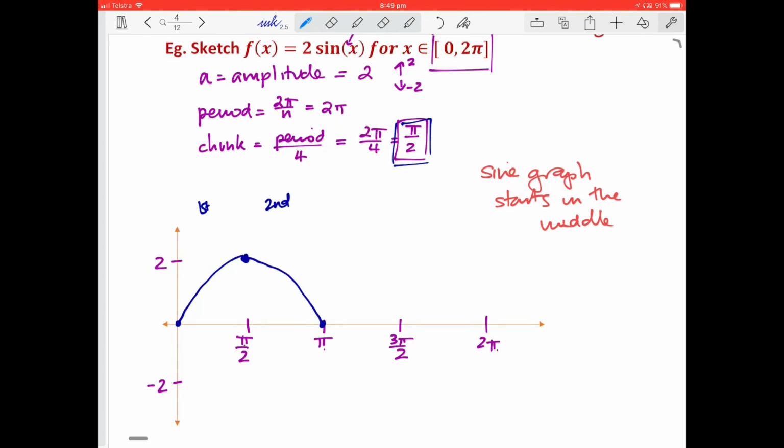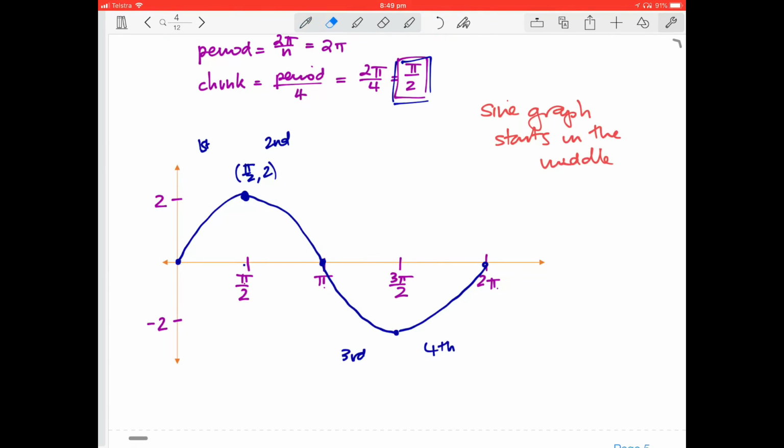That's the second. This part here is your, oops, that's a bad graph. So we know we're going to go down to negative 2, then up to 0. So we know that is the third quadrant. That's the fourth quadrant. We know that this point here is our maximum, which is pi on 2, 2. And then this point down here is our minimum, which is 3 pi on 2 and negative 2. Our endpoints are 2 pi, 0 and 0, 0.